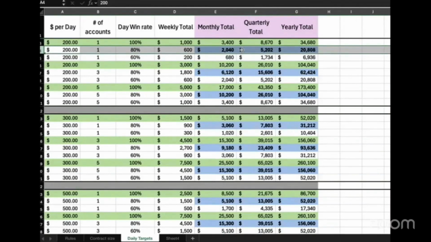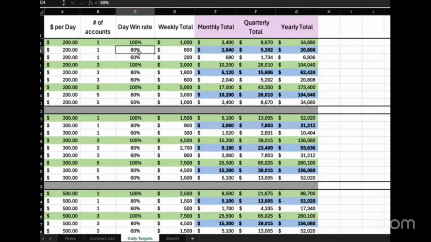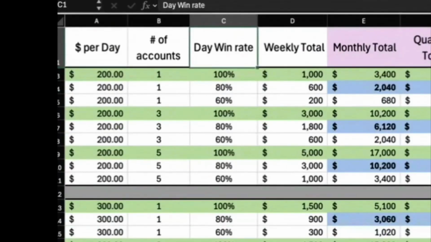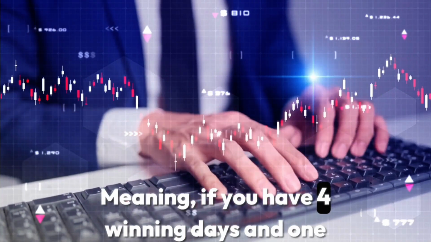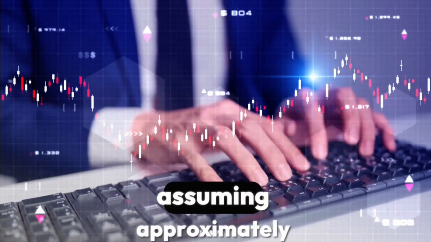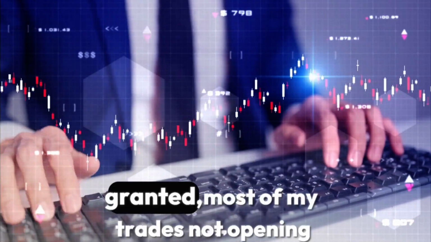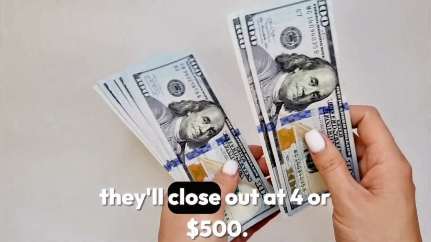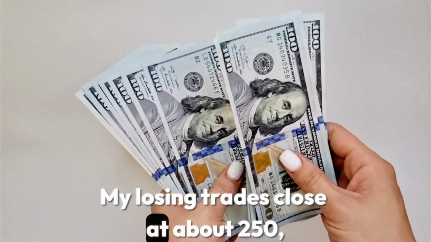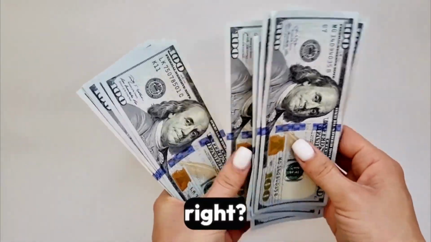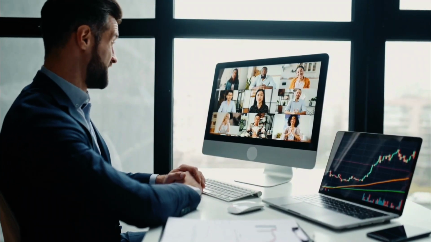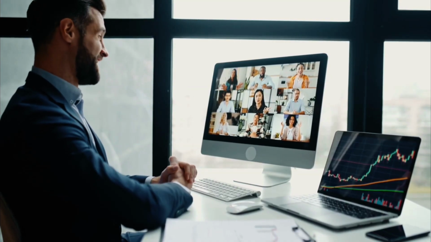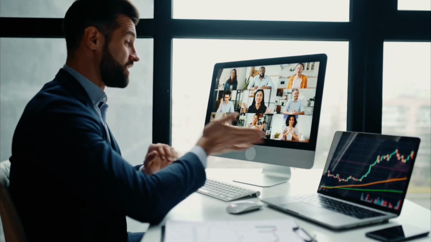The blue ones is kind of where I want to target. And notice how that's only assuming a day win rate, and that's what I want to focus on, the day win rate of 80%. Meaning if you have 4 winning days and 1 red day, assuming approximately 1-to-1. Granted, most of my trades not opening bell, they'll close out at $400 or $500. My losing trades close out at about $250, $270 or whatever, right? Most of the time I'm averaging a slightly better than 1-to-1 risk to reward, but it all comes out in the wash. So it's not always going to be perfect, but we need something for conversational purposes.